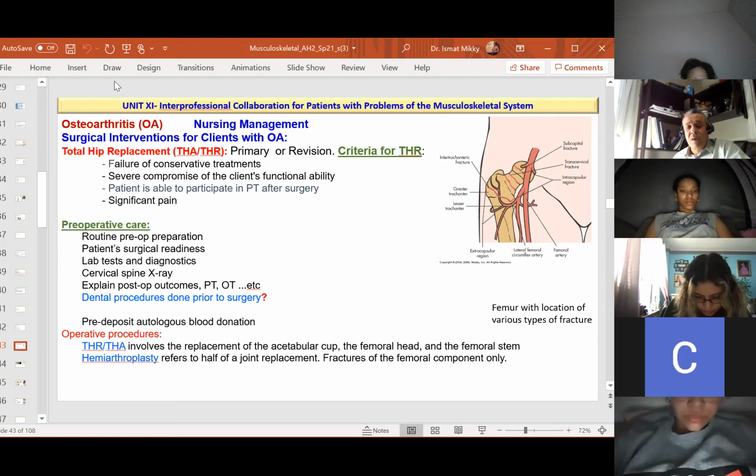So the anticoagulant medication should be withheld at least 3 days, if not 7 days, pre-op.